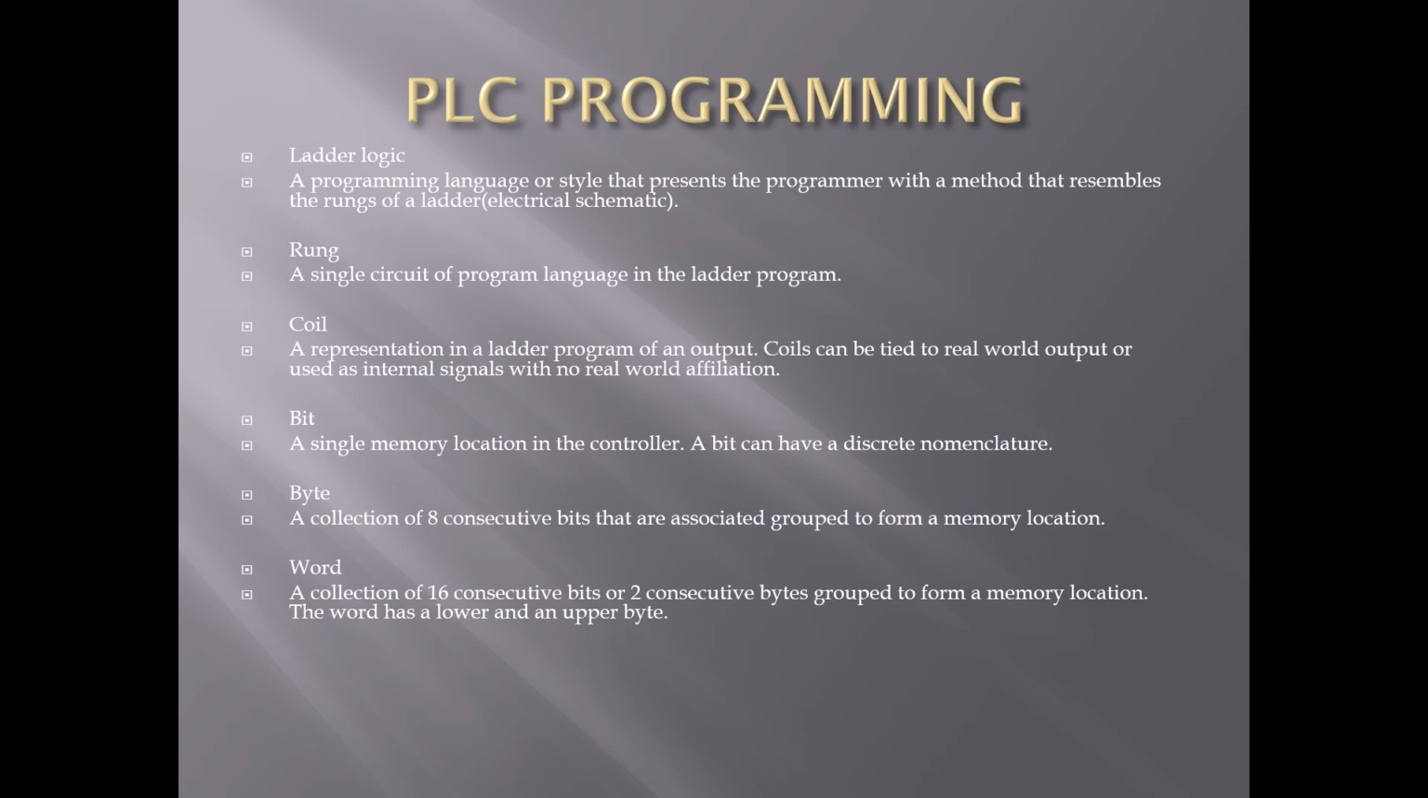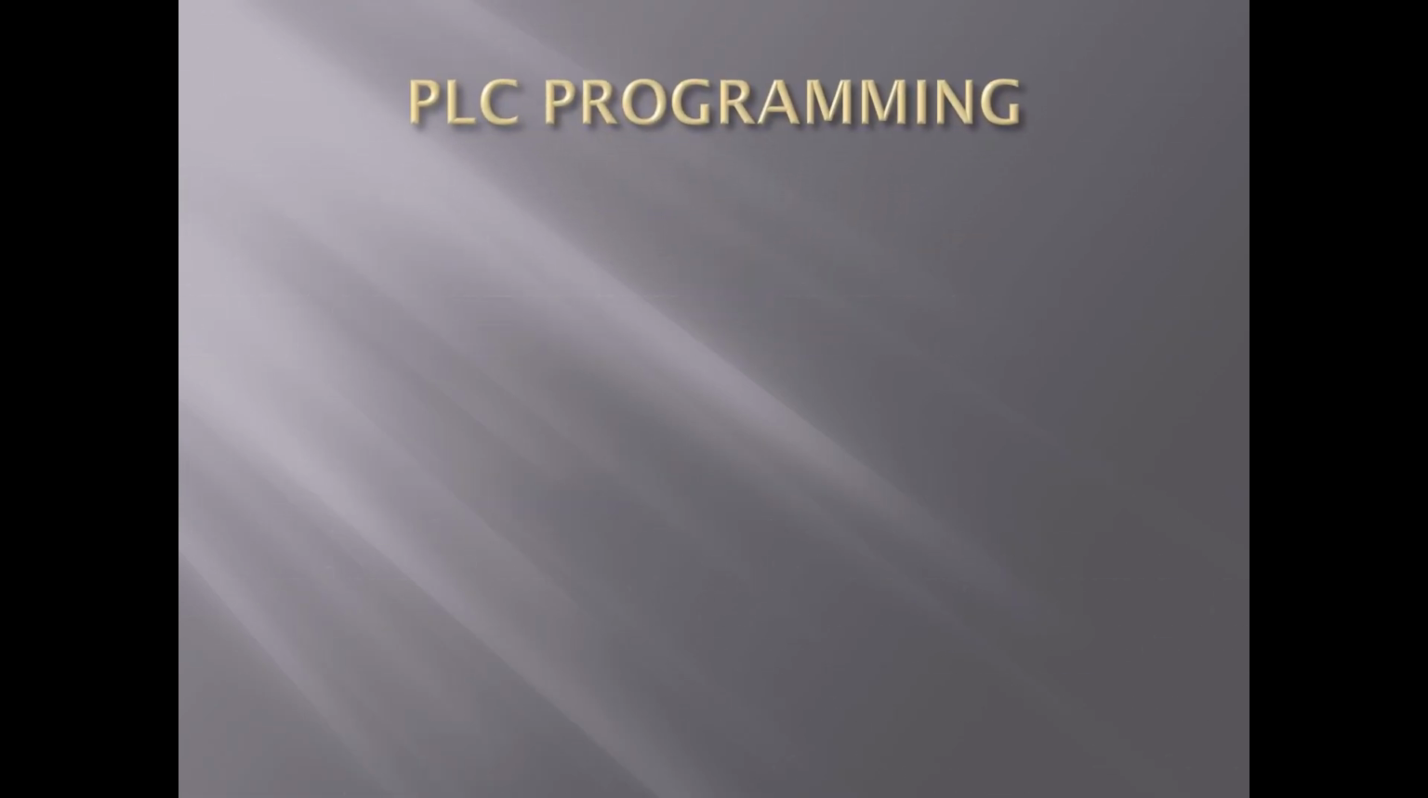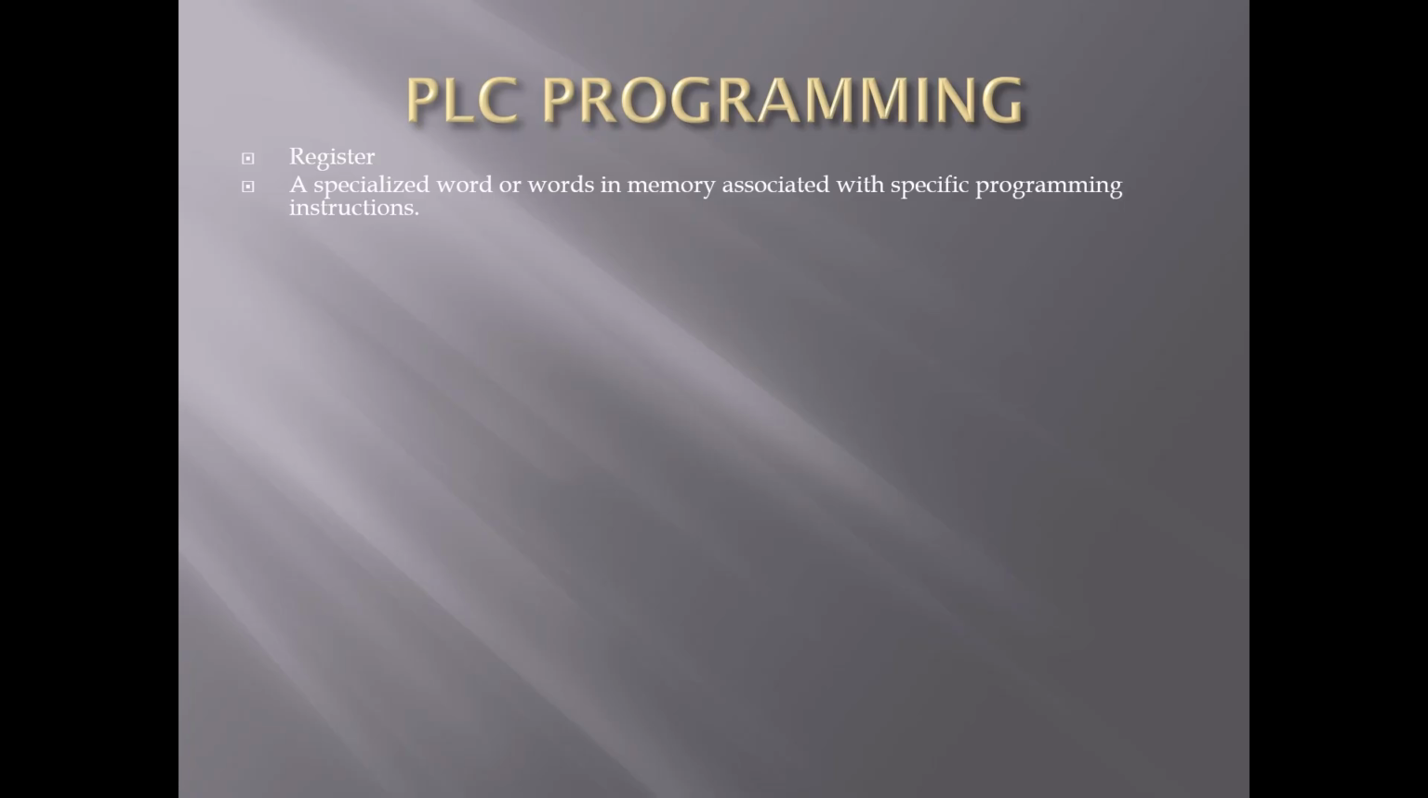The word has a lower and an upper byte. Double word or D word. A collection of 32 consecutive bits or 2 consecutive words to form a memory location. A double word has an upper and lower word, and each has 4 upper and lower bytes. Register. A specialized word or words in memory associated with specific programming instructions.